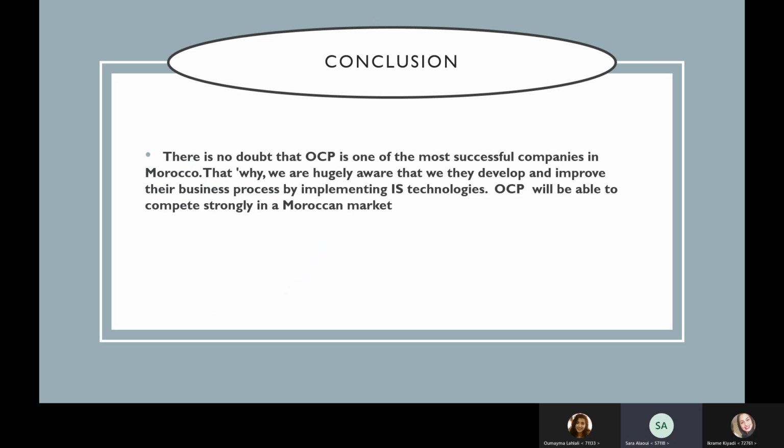In conclusion, OCP is one of the most successful companies in Morocco. That's why we are hugely aware that we can develop and improve their business processes by implementing information system technologies, so that OCP will be able to compete strongly in the global market. And thank you for your attention.